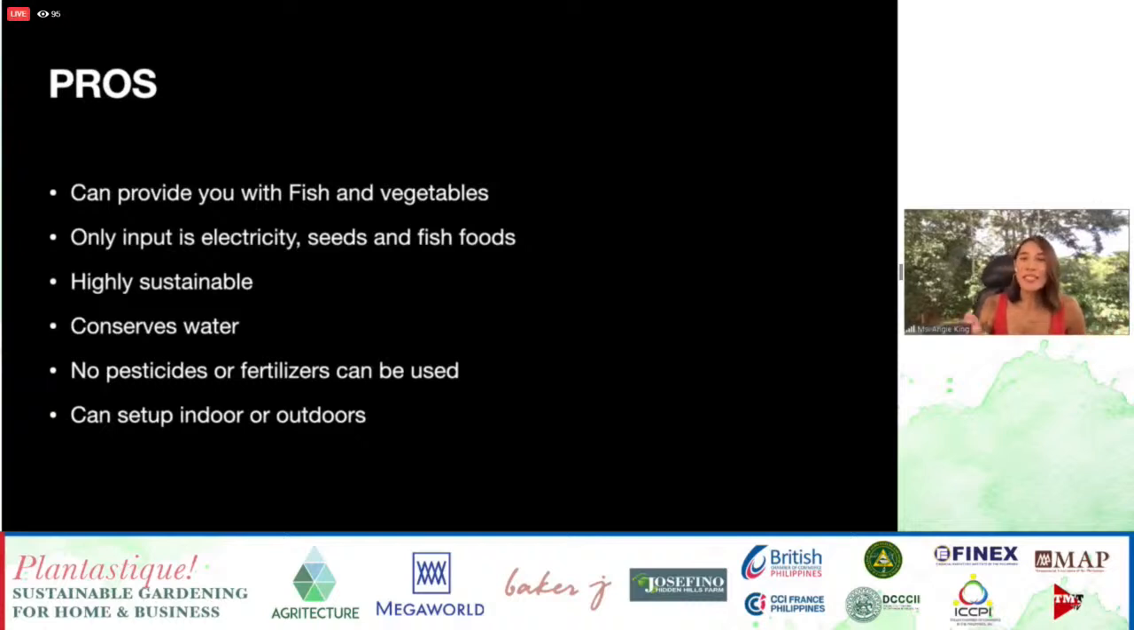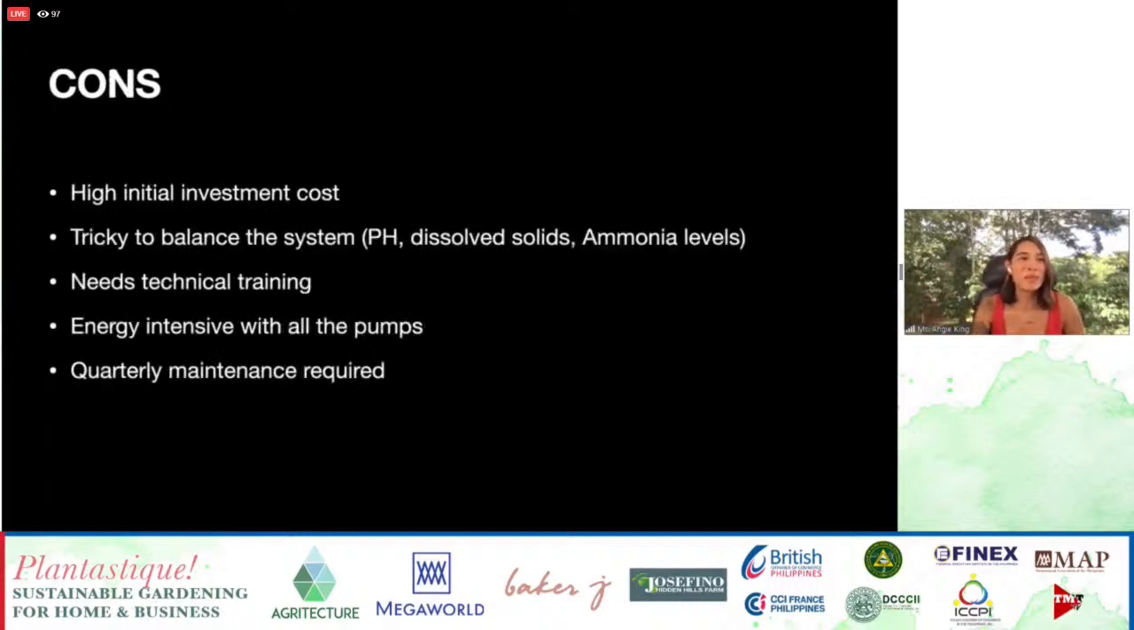And also in aquaponics, you cannot use pesticides or fertilizers because you will kill either the fish or the plants. Also, the system can be set up indoors and outdoors. And for indoor, as long as you have lights, then it will work.